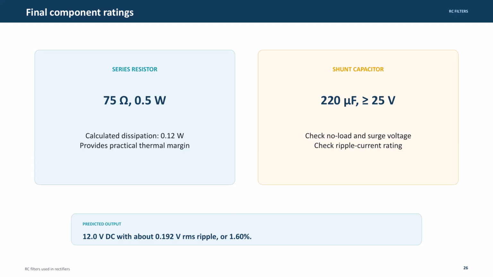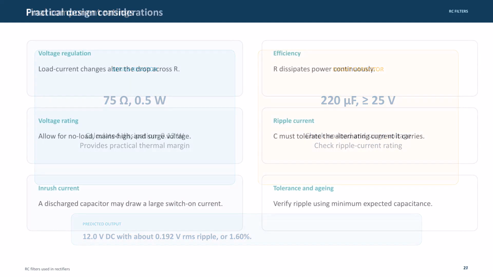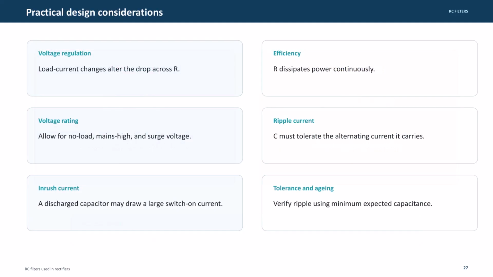The capacitor voltage rating must exceed the highest expected voltage, including no load and mains high conditions, and its ripple current rating must also be checked. The predicted output is 12 volts DC with about 0.192 volt RMS ripple, corresponding to 1.6% ripple. Practical RC filter design goes beyond nominal equations.